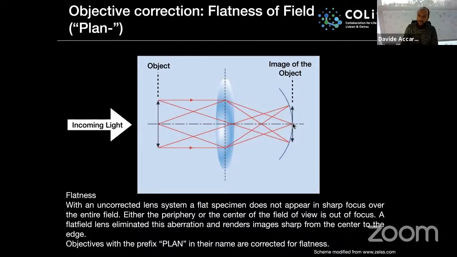This implies, and it was like this historically in microscopes, that when having the center of the field of view in focus, the borders of the field of view were not in focus, and vice versa. So objectives that are instead named with plan, they compensate for this and they correct for a large field of view. So then you see the whole field of view in focus in one go, at the same time.